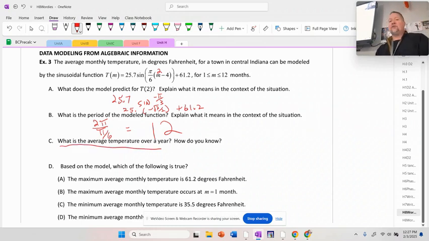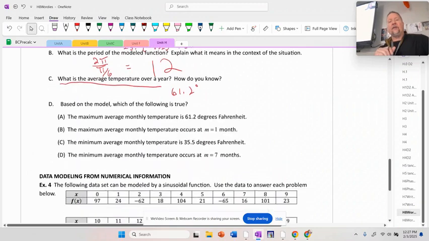What is the average temperature? It's one of the numbers in the equation staring you in the face. 3, 2, 1, go. 61.2. How do I know? That's the midline. And that's where the temperatures fluctuate above and below. The midline's the average. You get a certain amount below and a certain amount above the midline.